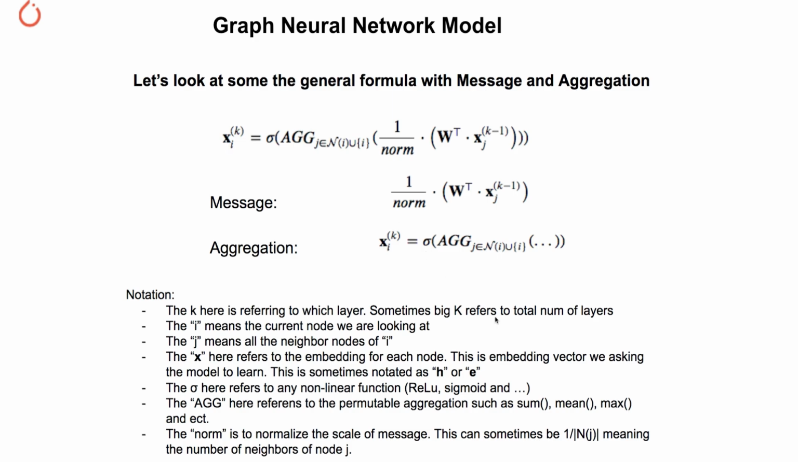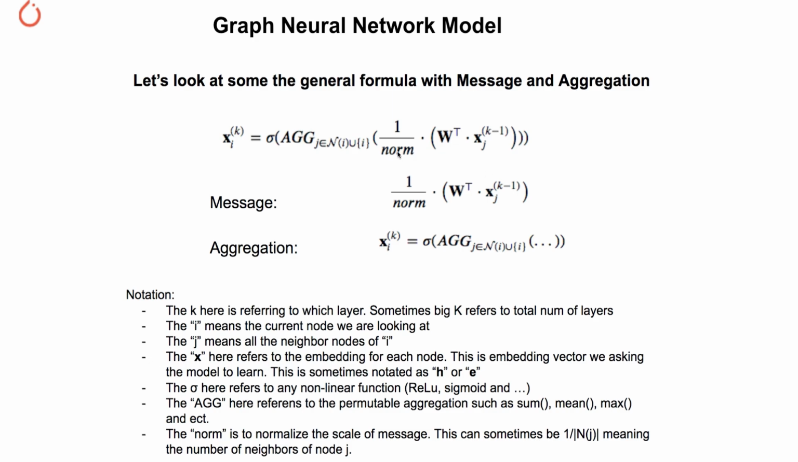You will sometimes see the notation using H or E, but it essentially refers to the embedding for each node. Here you have sigma, which is a nonlinear function like ReLU or sigmoid. This is basically after you aggregate, you pass through a nonlinear function. And aggregate here refers to permutation-invariant aggregation, so the order of whichever item comes in doesn't matter. The aggregation functions that fit that criteria are sum, min, max.